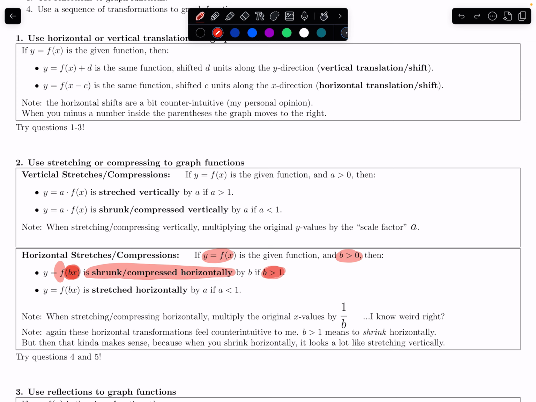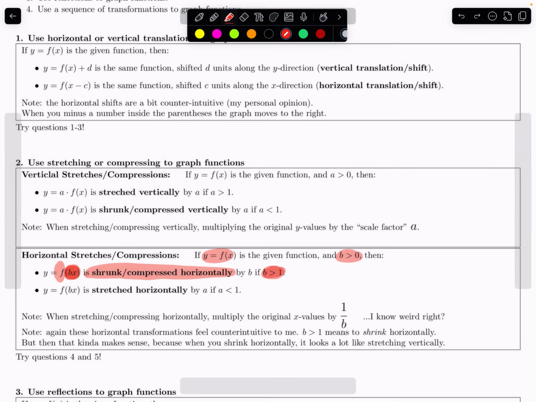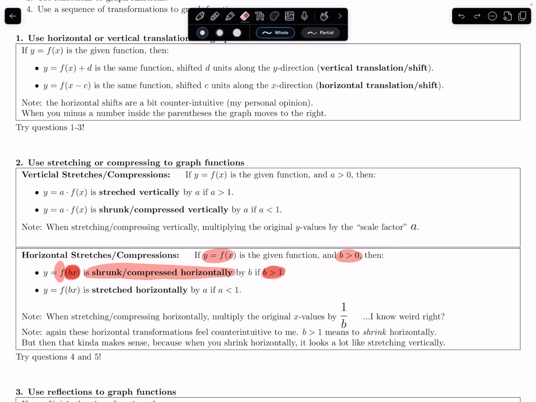Okay, and then on the other hand, if you're... Oh, I'm sorry, this is a typo. Sorry, guys, this should have been B. I'll change it again in the notes before I put it out to you. This is going to say B on your notes. So if B is less than 1, then it should be stretched horizontally. Stretched, so that means it's widened if B is less than 1. So that's the kind of counterintuitive part.